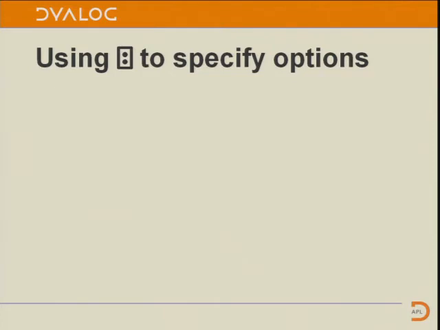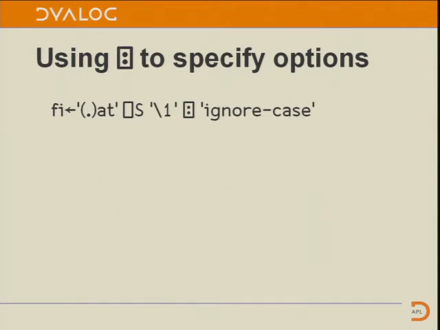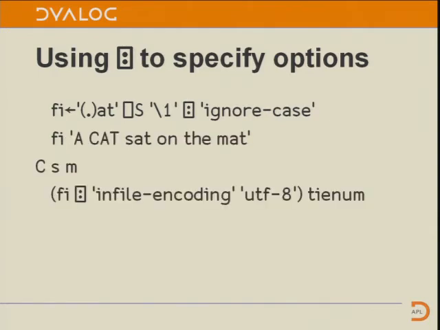So there I named the derived function and I used the operator on that. This time I could create another named function which includes the option. If I run that on the same text, I get the same results. And I could do the same thing again. I could modify that with another option to set another option value. So on that I've got both ignore case and the in-file encoding set.